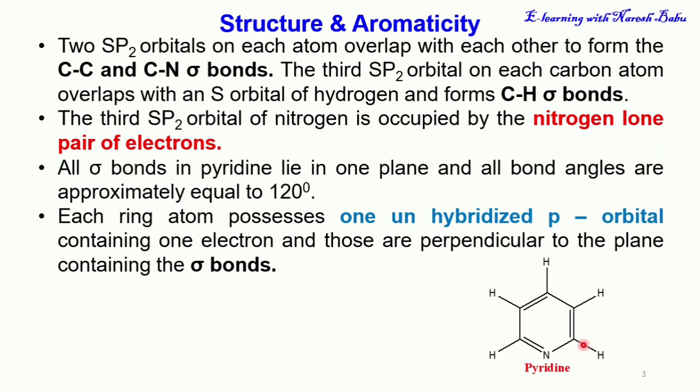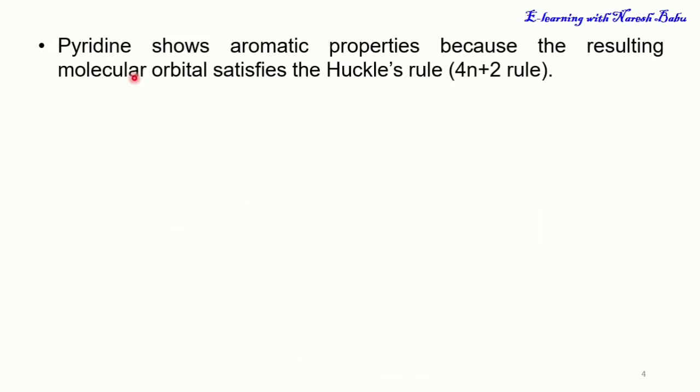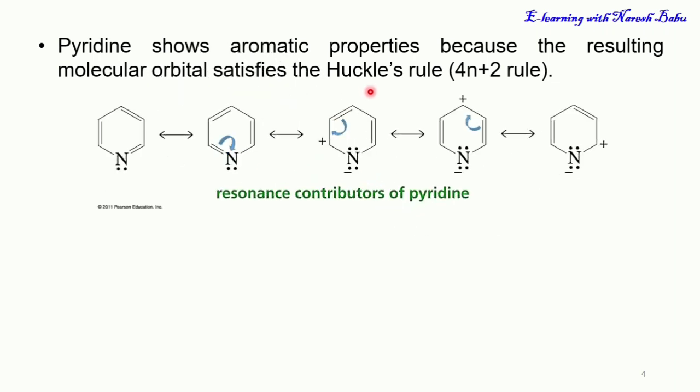The overlap of these electrons in the unhybridized p orbitals forms an aromatic system in the ring. The overlap of these p orbitals produces a delocalized pi molecular orbital containing six electrons, as you can see in the next slide. Pyridine shows aromatic properties because the resulting molecular orbital satisfies Huckel's rule, the 4n plus 2 rule.